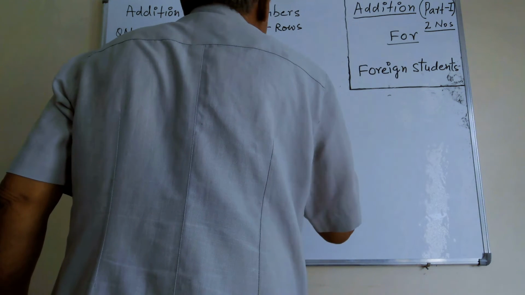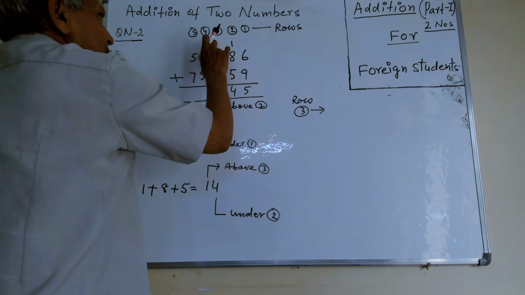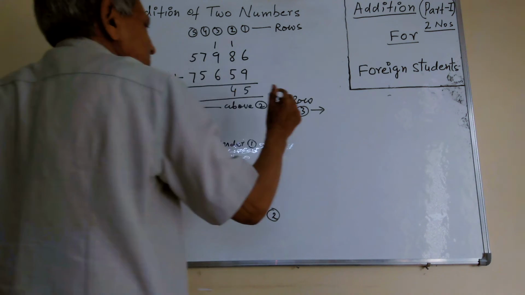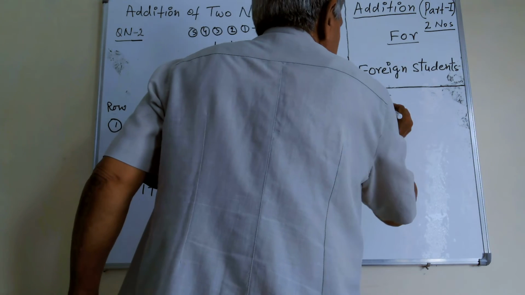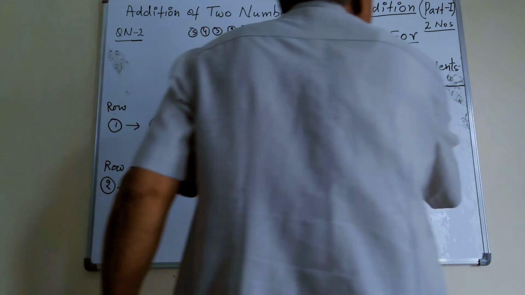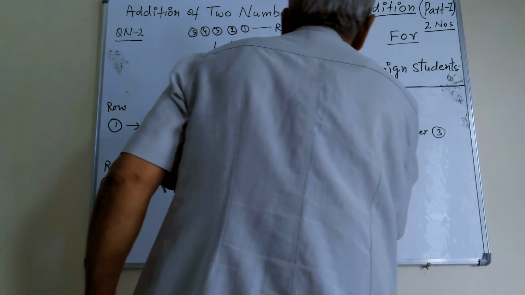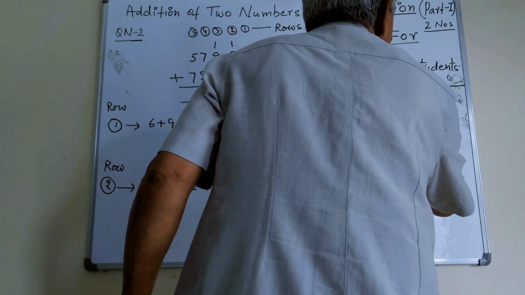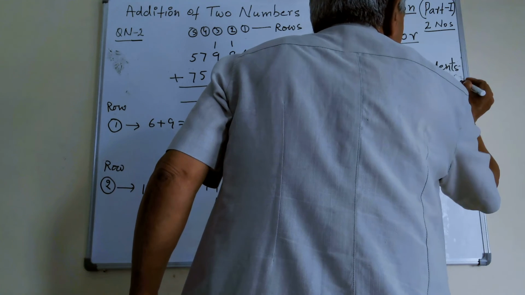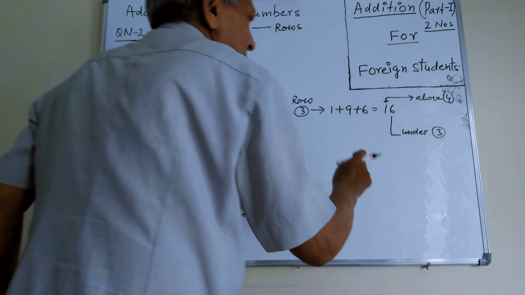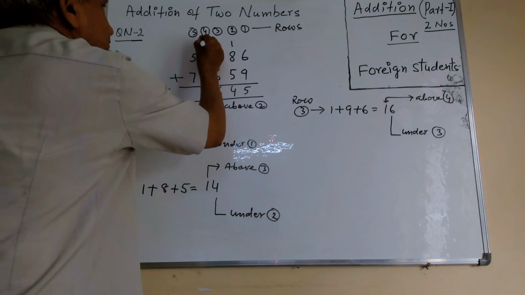Now the third row. Operation on the third row. Now there are three numbers in the third row. 1 is also a number of this row. 1 plus 9 plus 6. The sum of these three is 16. Now again, bifurcate this 16. 6 under the third row, and 1 goes to the next, above the fourth row.